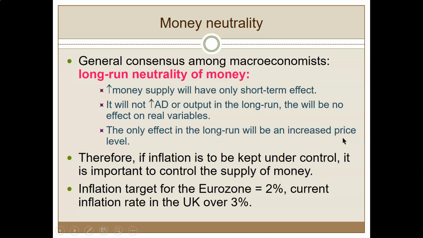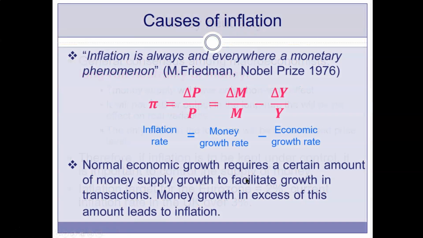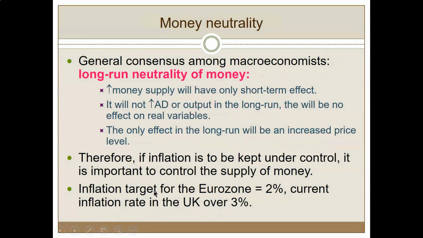So that is why, in order to keep inflation under control, it is important to control the supply of money. This is what we've covered in the previous lecture on inflation, where I've shown you the formula where the inflation rate depends on the amount of excess money supply, which exceeds the current rate of economic growth. The current inflation target for the majority of European countries is 2%, and for the UK it is as well, but as I've shown you, at the moment it's higher than 3%. That is why we can expect tightening of monetary policy in the nearest future.